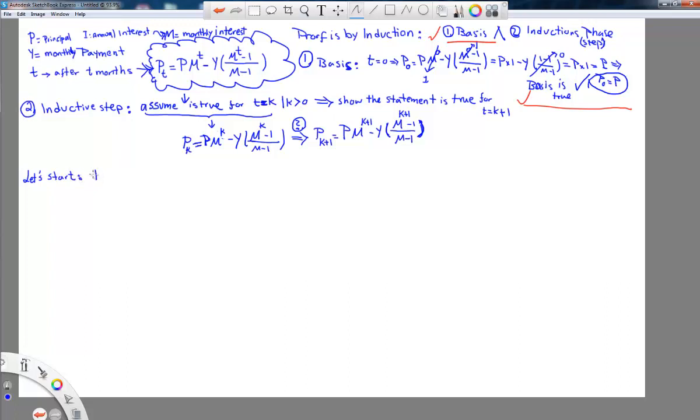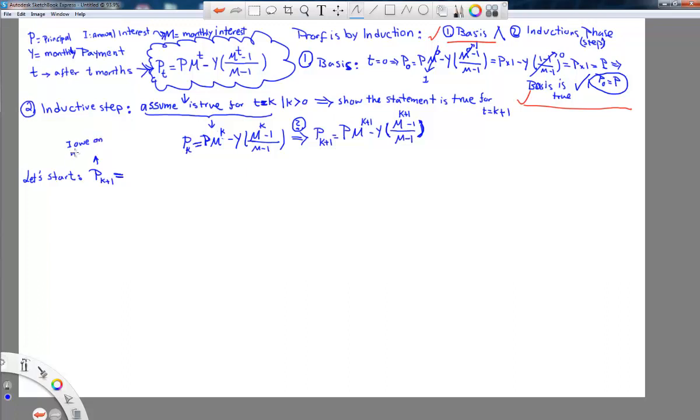To start, I start with P sub k plus 1. How much is P sub k plus 1? P sub k plus 1 is the amount that I owe to the bank at month k plus 1, which means that if I have already paid up to month k, I owed P sub k to the bank. Now in the past month, m will be added to it, which is my monthly interest addition, and then I'm paying y dollars, so y will be subtracted from it.